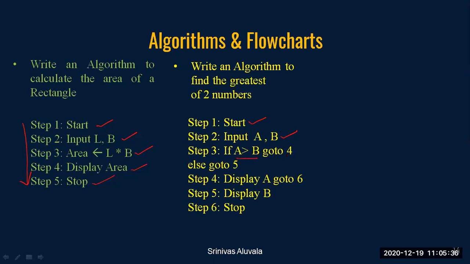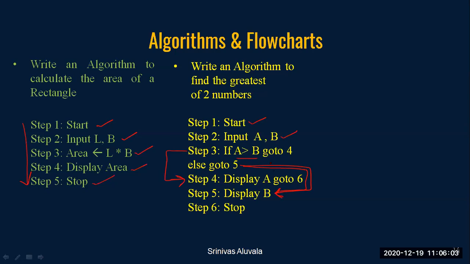If A is greater than B, go to 4. Which step does it need to go to? It needs to go to 4, as this statement is true. Look at here clearly. If this statement is true, it goes to step number 4. If A is not greater than B, I'm asking it to go to 5. See here, go to 5. It moves from this step directly to this step.